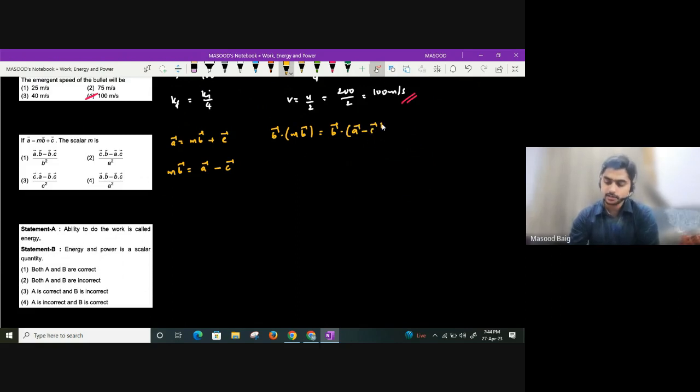So what will I get this as? m is a constant value. I'll get m into B bar dot B bar should be equal to B bar dot A bar minus B bar dot C bar. Distributive law again. What is B bar dot B bar? What is the angle between B bar and B bar? It is 0 again. So what we can write? It will be B into cos 0. Right? B bar dot A bar can also be written as A bar dot B bar. B bar dot C bar, anyhow, I can write in the same manner.